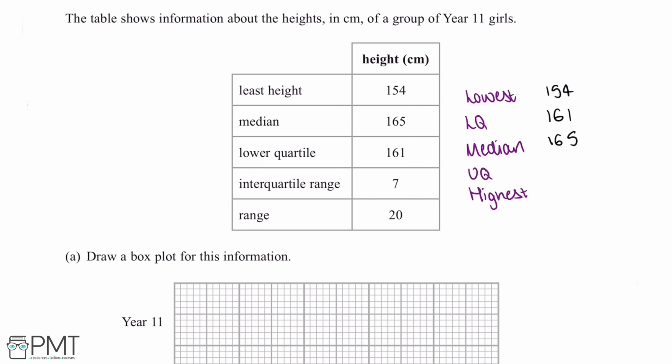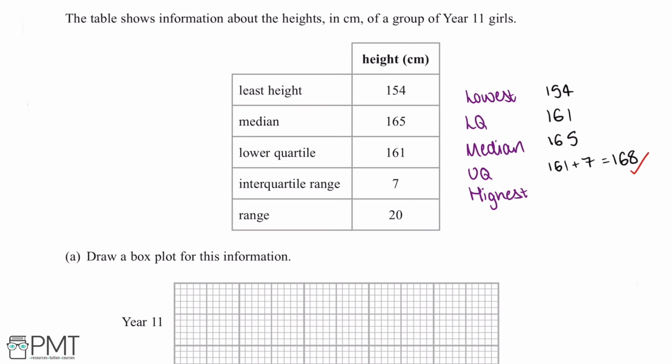So if we start off with the upper quartile, we can work this out by using the lower quartile and the interquartile range. So if the interquartile range is 7 and the lower quartile is 161, then the upper quartile will be 161 plus 7 centimetres, which is 168. And we can get 1 mark for working out the upper quartile.